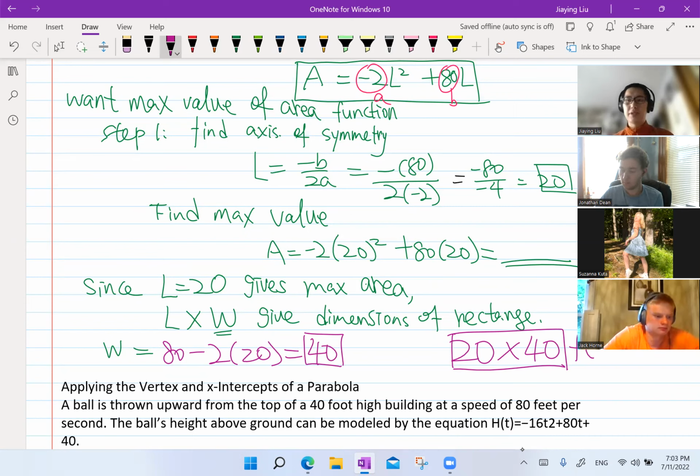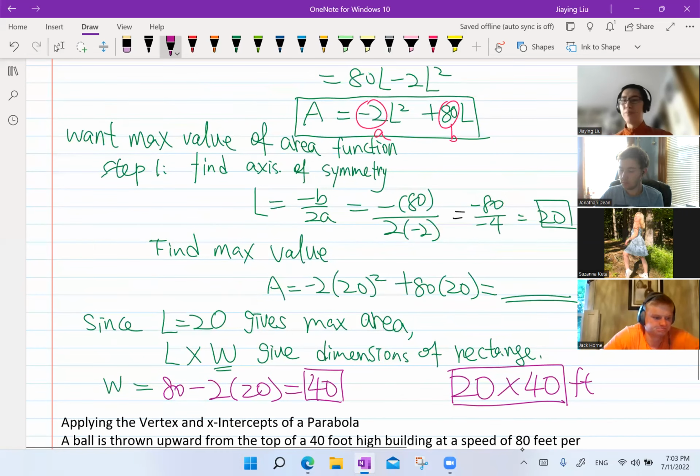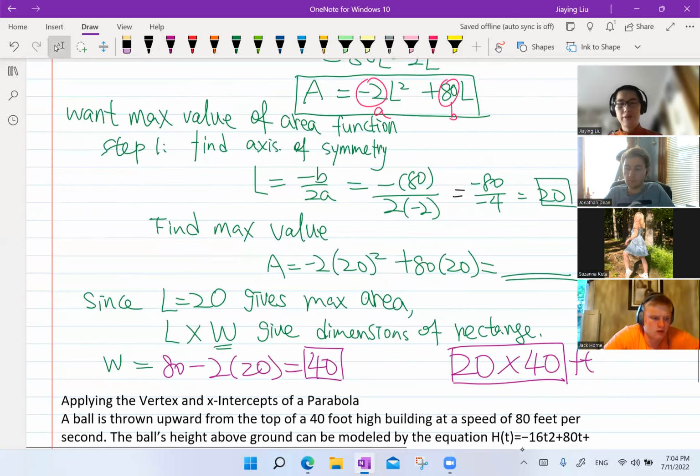Any questions about this problem? I know you might have seen it before in your Algebra 2 class. Typically, that's what we talk about when we talk about quadratic functions as an application. But if you have not seen it, that's fine. It's normal.